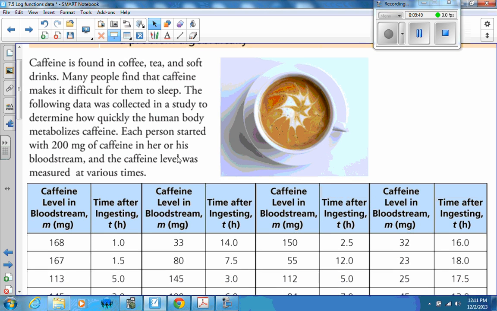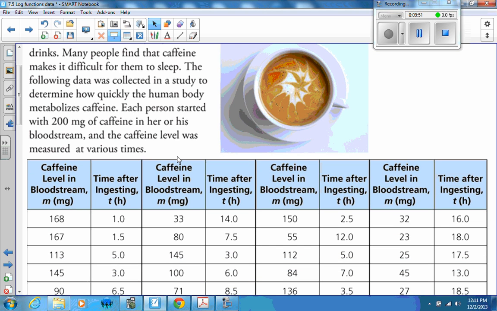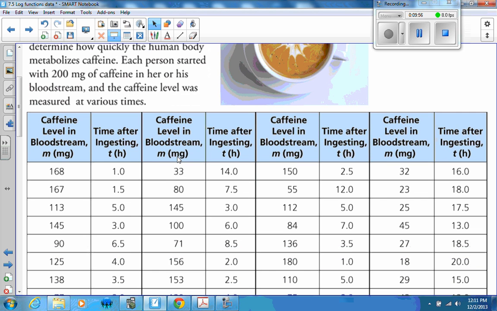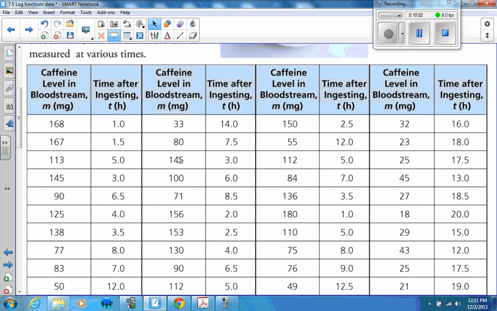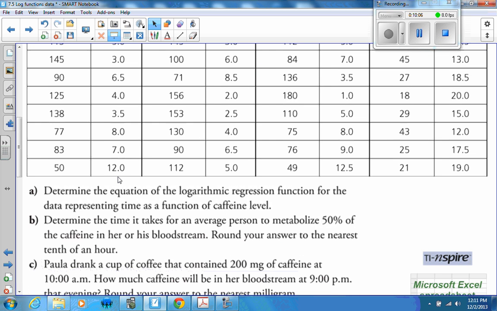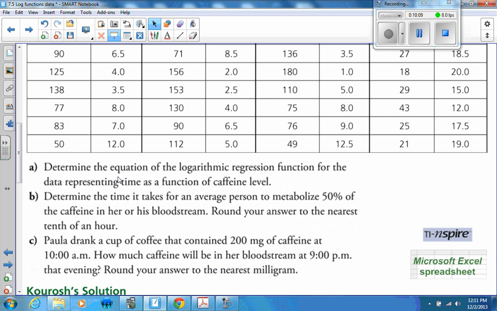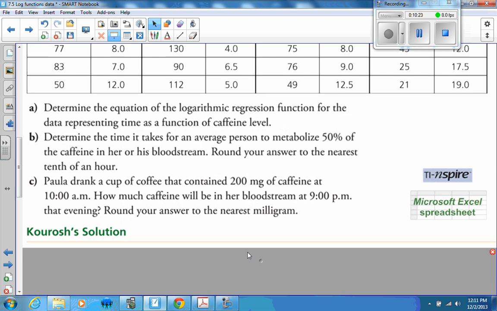Each person started with 200 milligrams of caffeine in her or his bloodstream, and the caffeine level was measured at various times. Okay, so you get this big chart of data. If you notice, these two columns keep repeating, right? So it's a lot of data to enter into our calculator, but it's the same question, right? So determine the equation of the logarithmic regression for the data, determine the time it takes the average person to metabolize 50%, and then Paula drinks a cup of coffee, right?